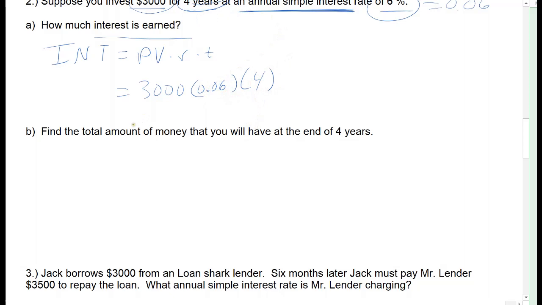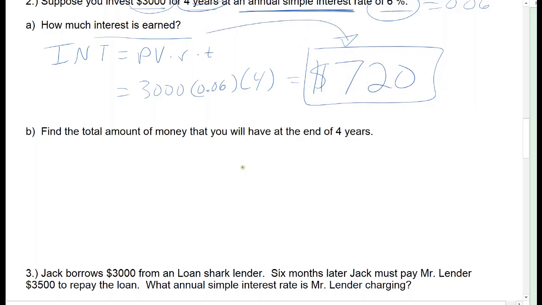So it's 3,000, and you just make sure you're careful typing that out in your calculator. 3,000 times 0.06 would be how much interest you get every year, and you get that 4 times because you're doing it for 4 years. And so it simplifies to $720 in interest. So that's how much interest you earn.